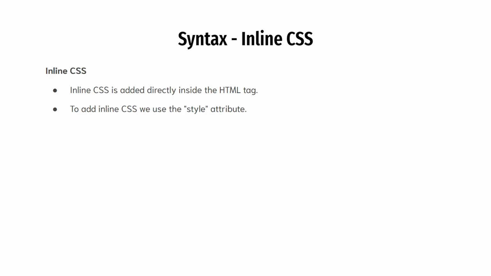We can add CSS inline. That means we can add the CSS inside the HTML tag. What that means is, suppose we have a div tag, and if we want to add some CSS to that, what we can basically do is use a style attribute. That means the key would be style and the value would be the CSS that we want to add to that div tag. So that is inline CSS.